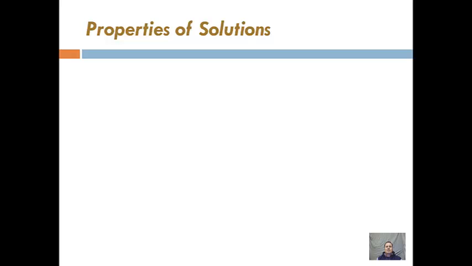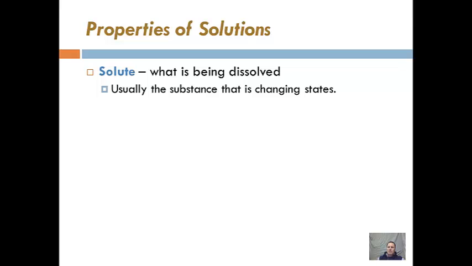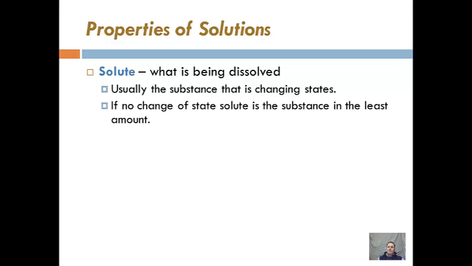Okay, let's talk about some more properties of solutions. Solutions are basically made up of two parts. The first one is what we call the solute. This is what is being dissolved. Generally, it's what is changing states from a solid to a liquid, perhaps. Now, if we have two liquids that mix together, the solute is going to be the one that's found in the smallest amount. Okay, so since they're both liquid, we don't really have a change of phase, but the one that's in the least amount is going to be our solute.